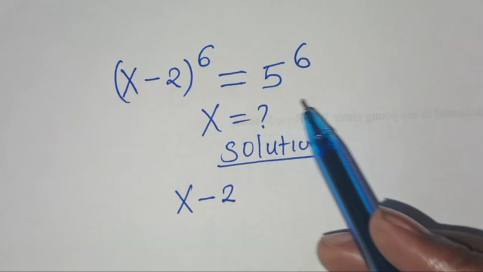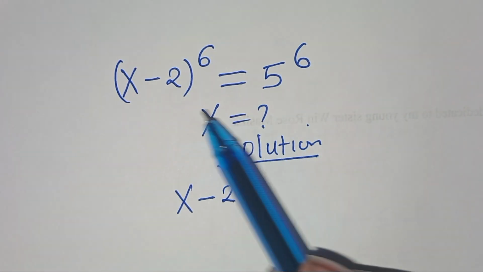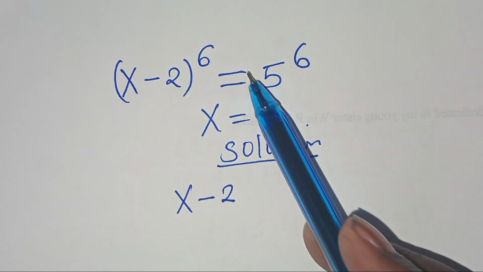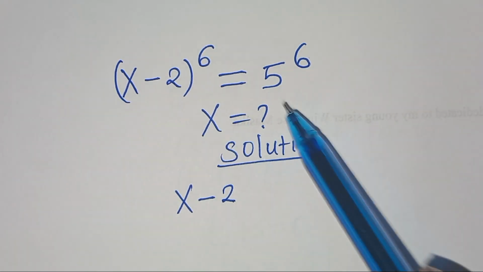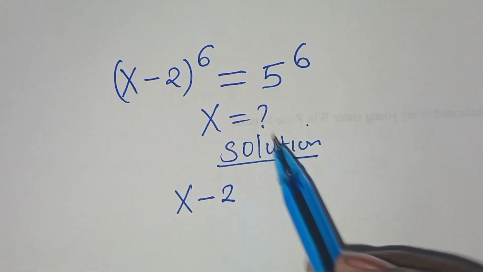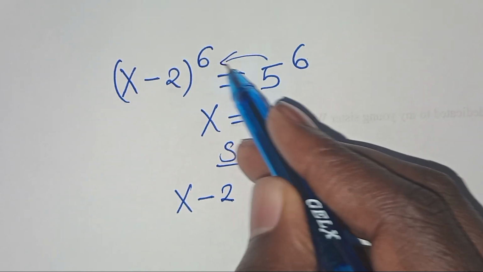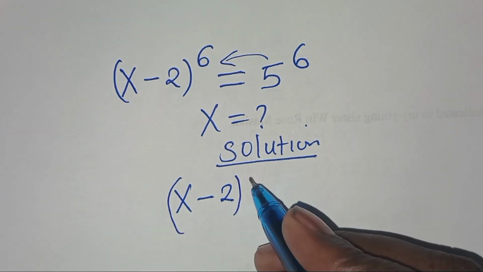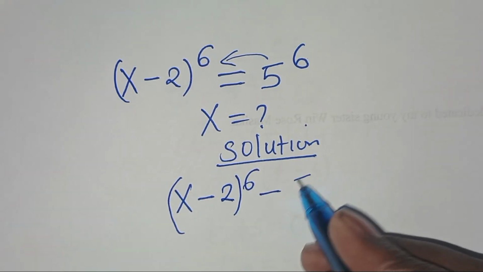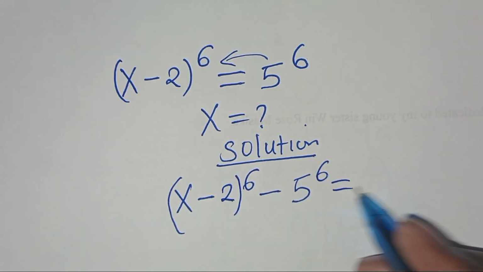You're welcome to solve this nice exponential equation, which is (x - 2)^6 = 5^6. What are the values of x? Now, the first step here is to take 5^6 to the left-hand side. So we have (x - 2)^6 - 5^6 = 0.